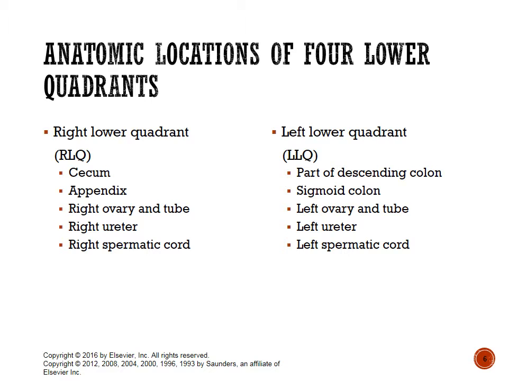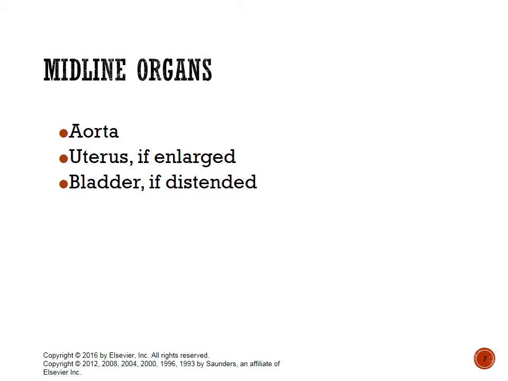The left lower quadrant is going to be the descending colon, the sigmoid colon, and then also on the left side of our patient the ovary, ureter, and spermatic cord. And then that midline that we looked at, containing the epigastric, umbilical, and suprapubic regions, is where the aorta is. Also in a female patient, we may be able to palpate the uterus if the patient is pregnant or if they have some other cyst of some type, and the bladder could be palpated, but typically only if it's distended.